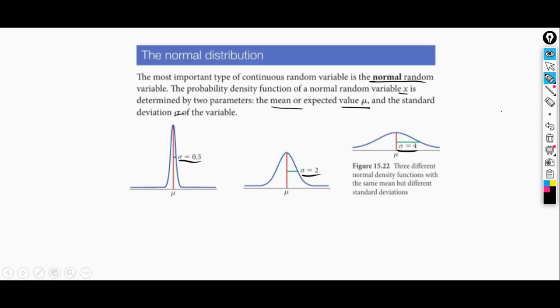Now notice that the larger the value of the standard deviation, the more variability there is in the curve. That is, the higher the probability of finding values of the random variable further away from the mean. You can see this in figure 15.22. Now, there's three different normal density functions here with the same mean, but with different standard deviations. Note how the curves flatten as the standard deviation increases. Now, this is because the area under the curve has to stay equal to 1.